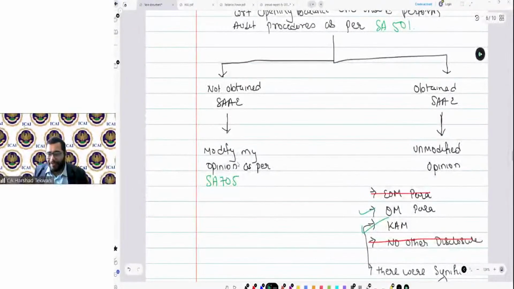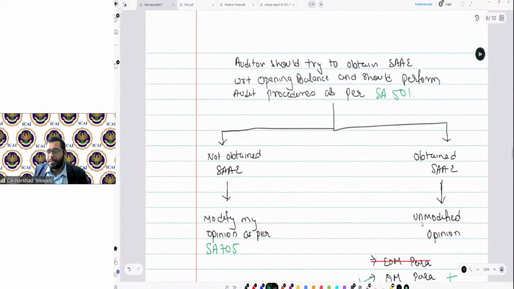Clear? So modified opinion plus OM paragraph plus CAM, if the conditions are satisfied, that will be included in my audit report. That the numbers, opening balances are unaudited. They were not audited by any predecessor auditor or anyone. Clear?